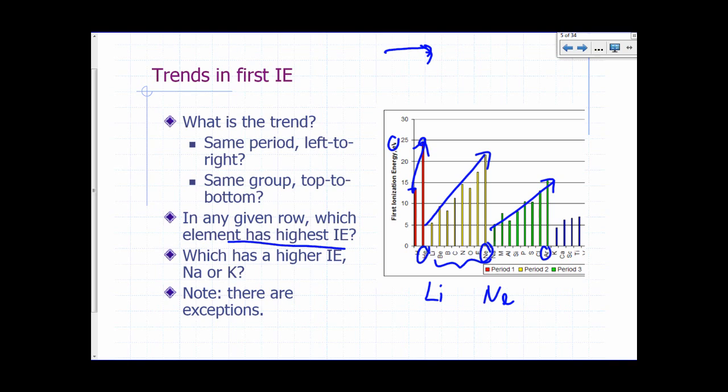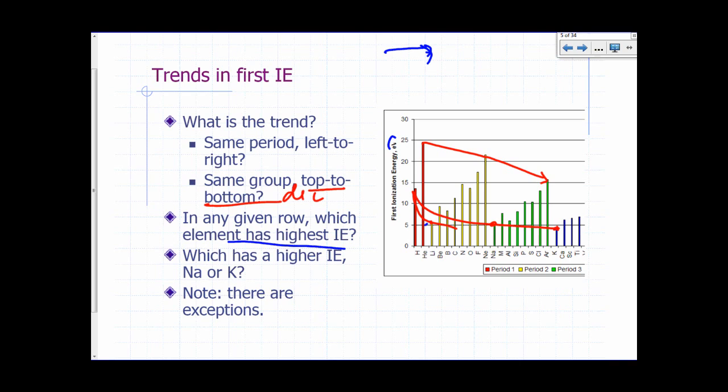Now, if you look at top to bottom, what happens? Within a given group, let's compare, for example, sodium and potassium. Sodium's right here, potassium's over here, lithium's right here, hydrogen's right here. So within a given column, a vertical column, it decreases. Let's look at helium to neon to argon, so decreasing from top to bottom. Left to right, it's increasing.